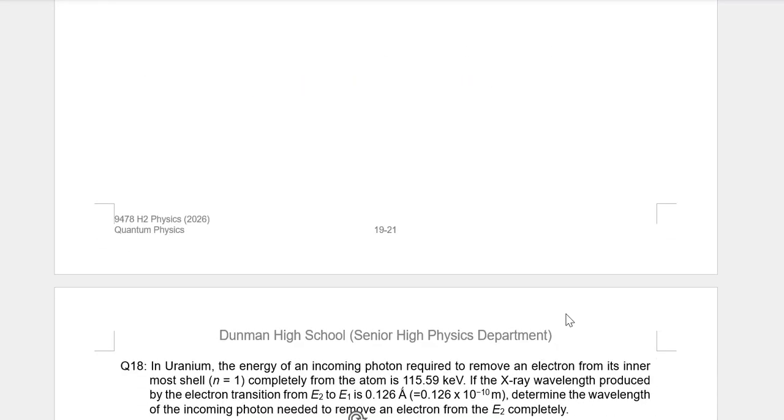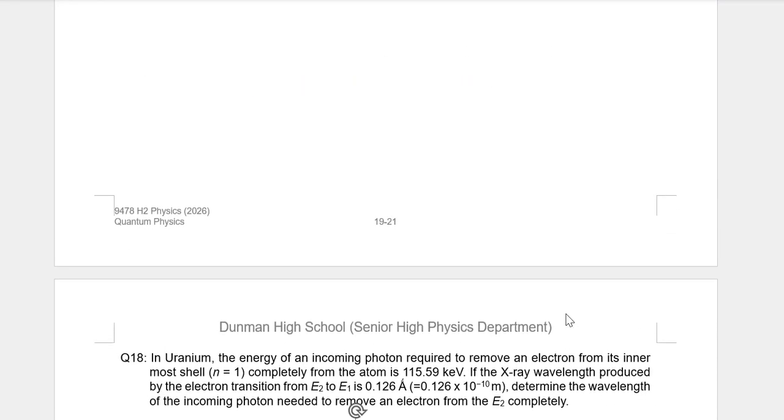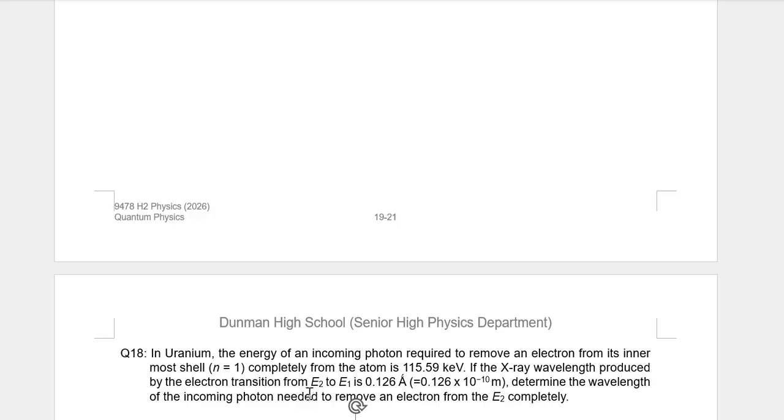Finally, please do question 18 very quickly. Hope you have paused and done it. If not, please do so. The energy of the incoming photon required to remove an electron from its innermost shell is this amount, so this is the ionization energy. The X-ray produced by electron transition from 2 to 1 is this amount, which is just 10 to the power minus 10, as given here. Determine the wavelength of the photon needed to remove an electron from E2.